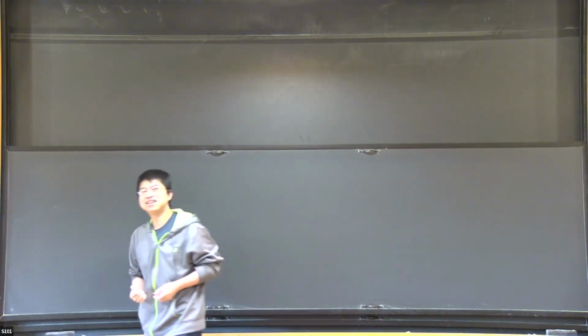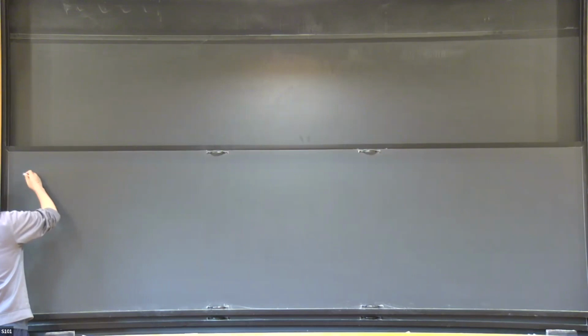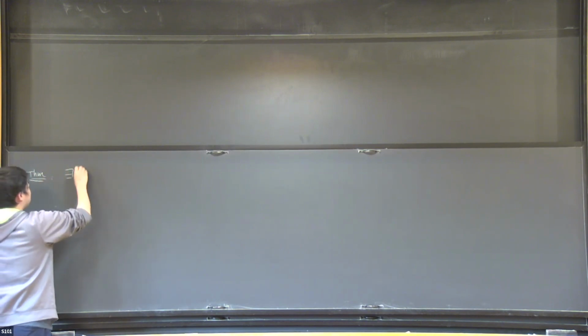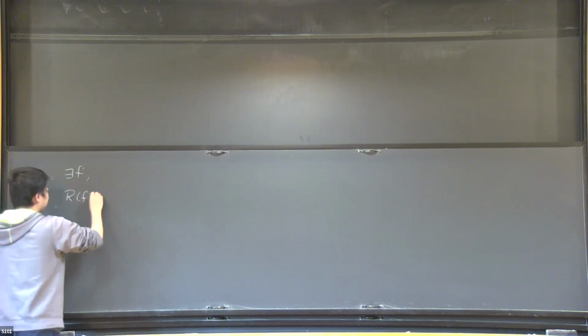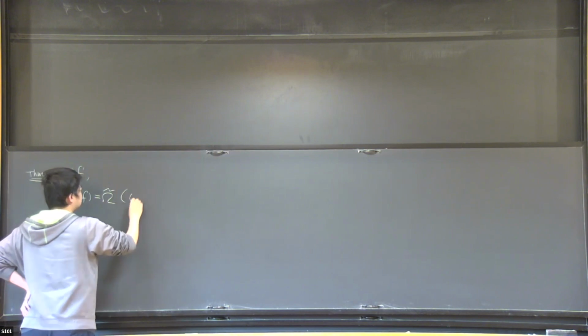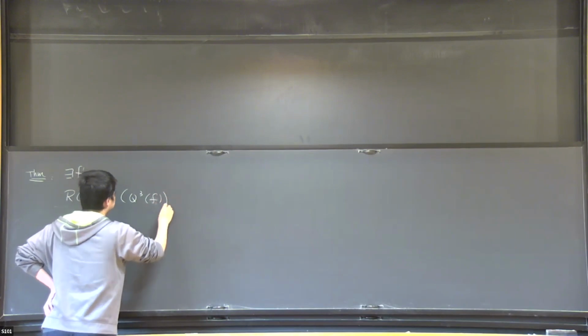I think it would be good to do just a quick reminder of what the notions are. So today I think our goal is to show the theorem that there exists some function whose randomized query complexity is quantum query complexity raised to the power of 3, for a total function.